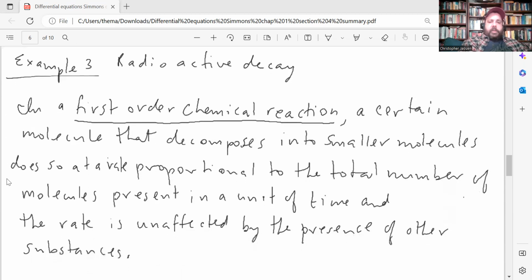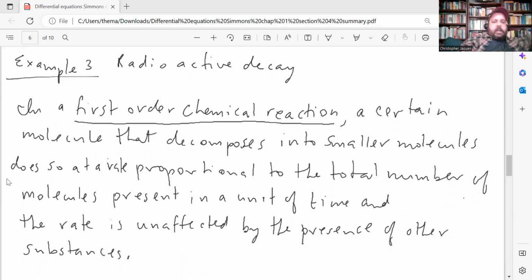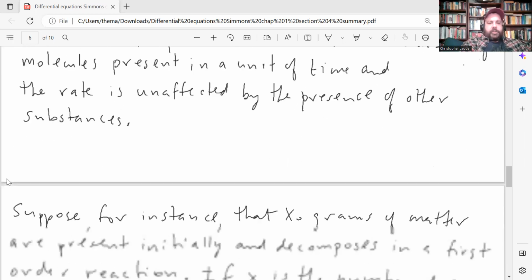All right, also he gives an example of radioactive decay. So in a first order chemical reaction, a certain molecule that decomposes into smaller molecules does so at a rate proportional to the total number of molecules present in a unit of time, and the rate is unaffected by the presence of other substances. So that's what is meant by a first order chemical reaction.